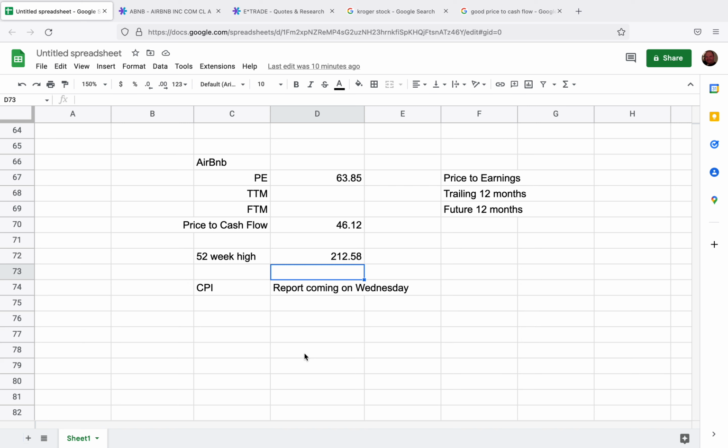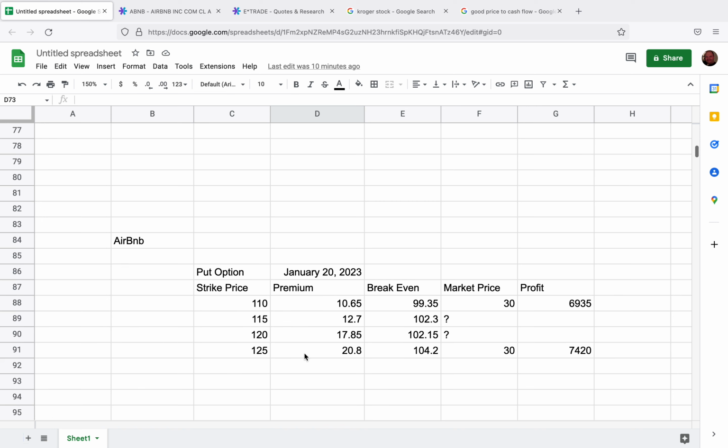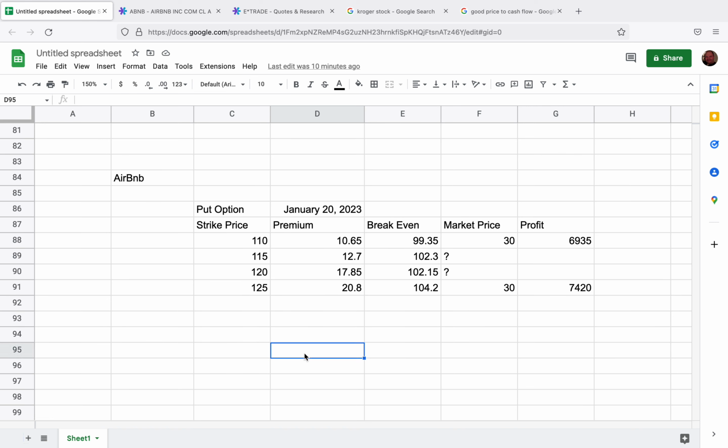People are going to pull their money out because it's bad on businesses, and it's also bad on people who are investing in the stock market. It makes the availability of cash more expensive. So I expect that the CPI is going to be high, and that's going to cause the stock market to go down significantly. So if you wanted to buy a put option on Airbnb, betting on it going down, I'm going to walk you through that process.